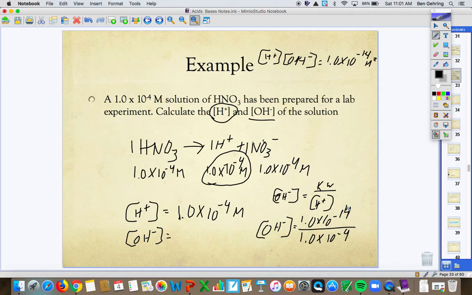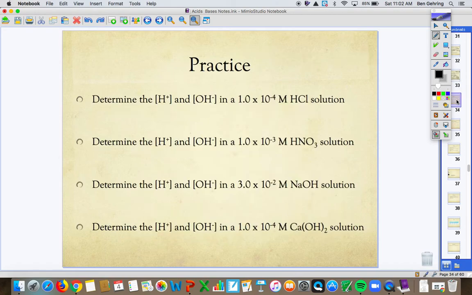If I divide these two, remember on the last slide we said we divide the numbers, so 1 divided by 1 is still 1, so I still have 1.0 times 10, and because these are being divided, we're going to subtract the exponents. So negative 14 minus a negative 4 is going to be 10 to the minus 10 molar. So those are going to be my two concentrations there, concentration of hydrogen and concentration of hydroxide.